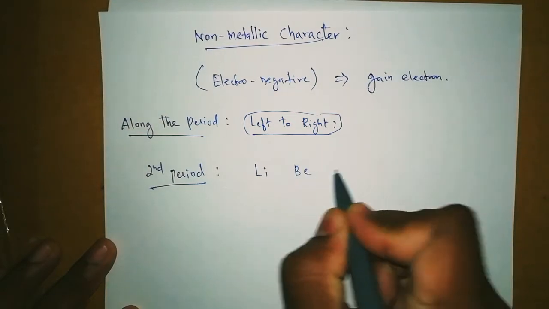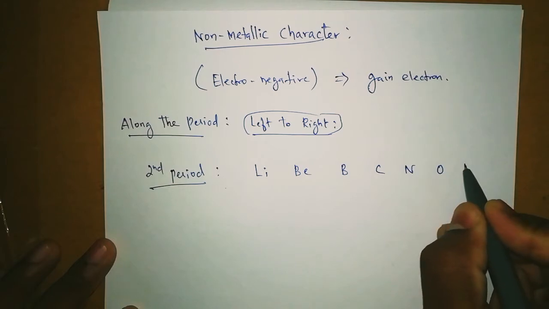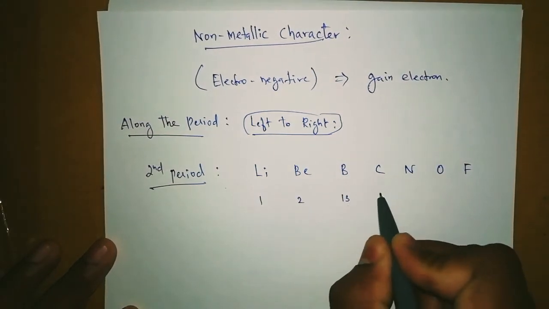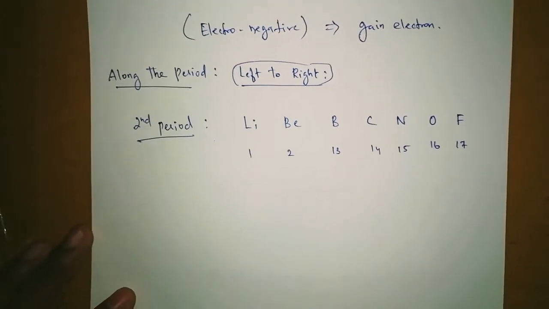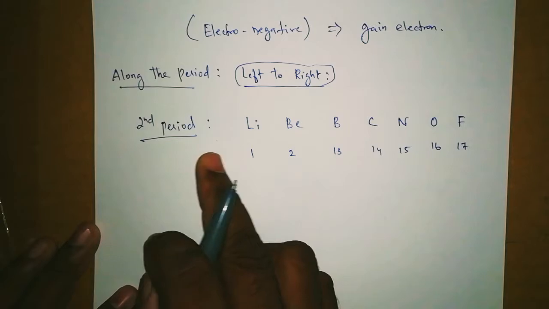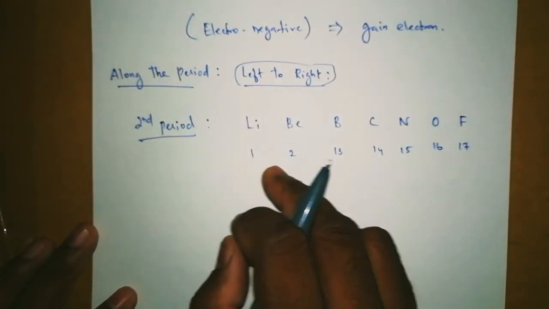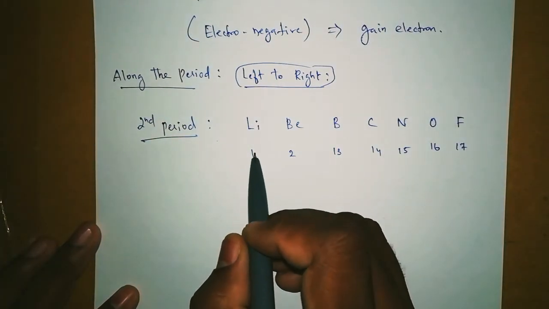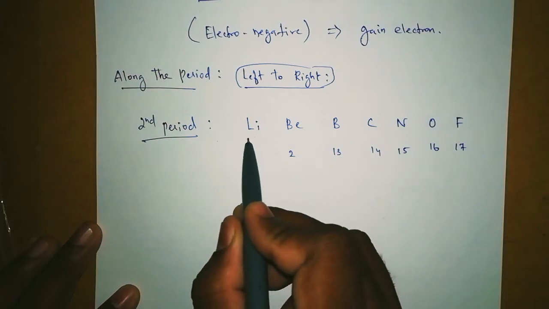Lithium, beryllium, boron, carbon, nitrogen, oxygen and fluorine. So I can write the group also: here 13, 14, 15, 16 and 17. Okay, as we move from left to right, what happens to metallic character? It will decrease. But what happens to non-metallic character here? It will increase. You can see that they are metal, strong metal, that means very reactive metal.